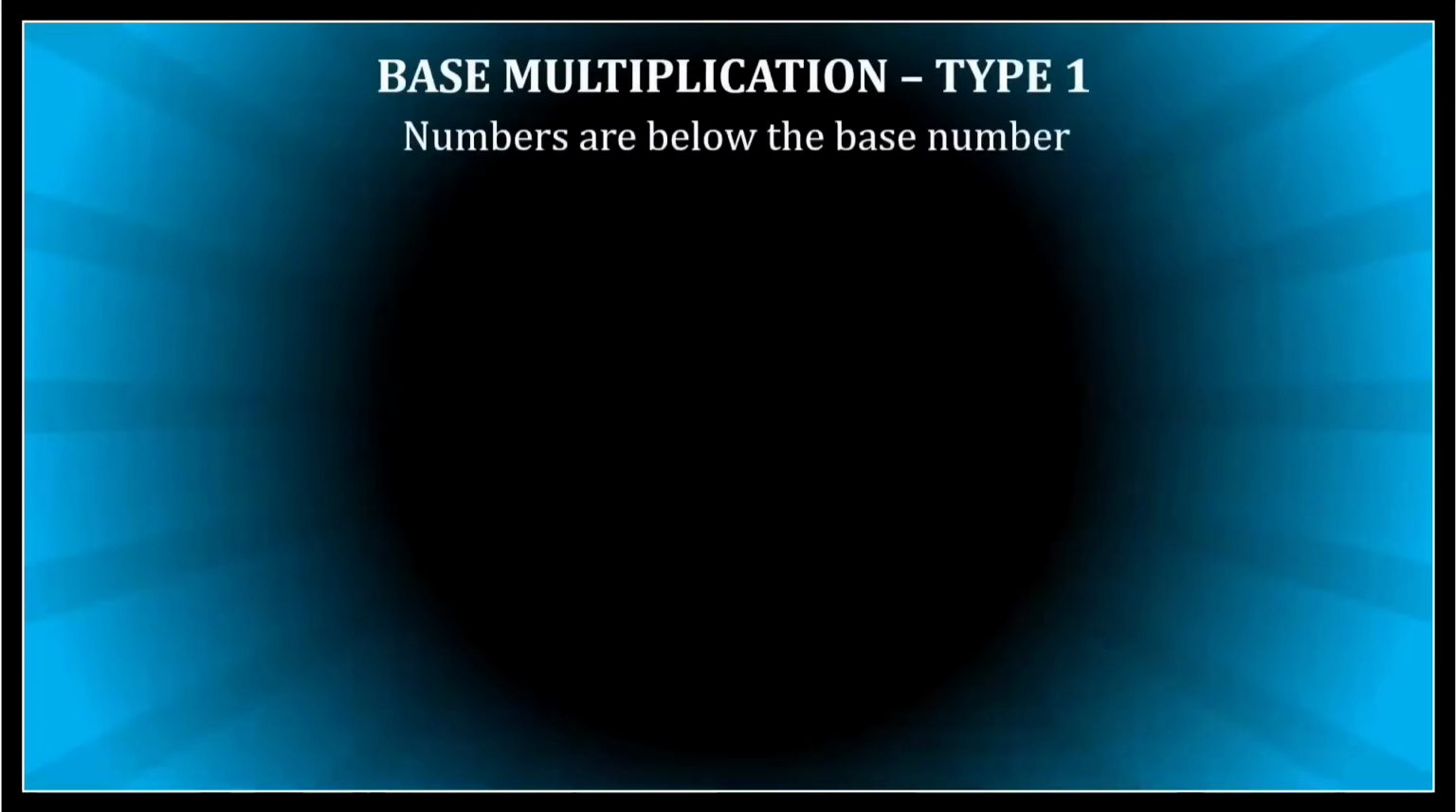In type 1, what do I do? The numbers are below the base number. So let me take two examples. The first one is 93 into 99 and the second one can be 993 into 995. We'll be taking up this first one.